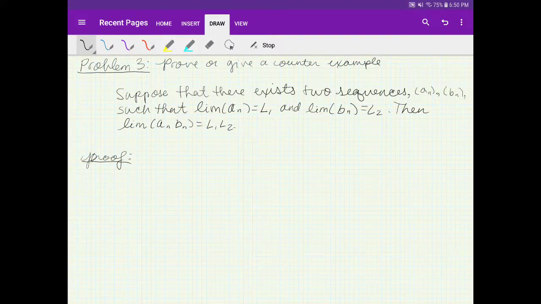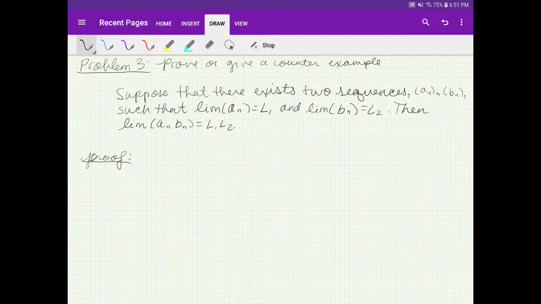So this is the third problem in my Math 420 Advanced Calculus Exam 1 Superset. It says prove or give a counterexample. Suppose that there exist two sequences, a sub n and b sub n, such that the limit of a sub n is equal to L1 and the limit of b sub n is equal to L2. Then the limit of a sub n times b sub n is equal to L1 times L2.